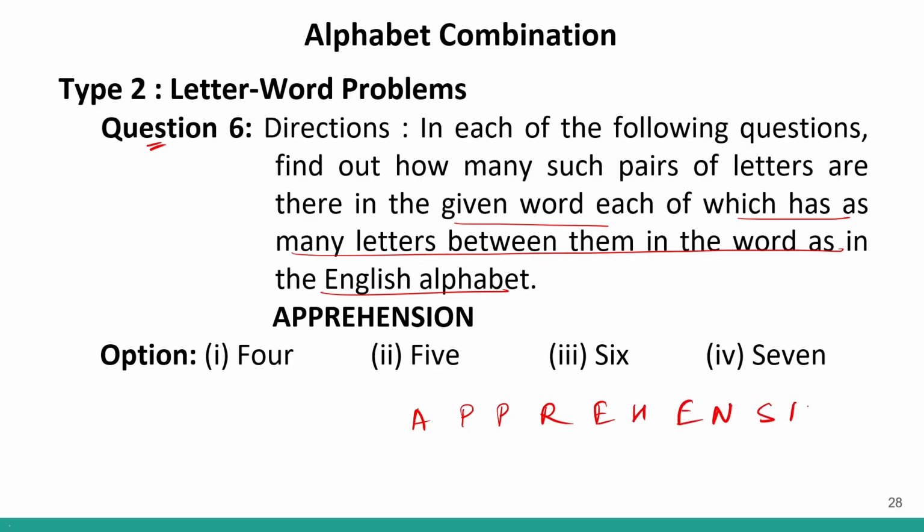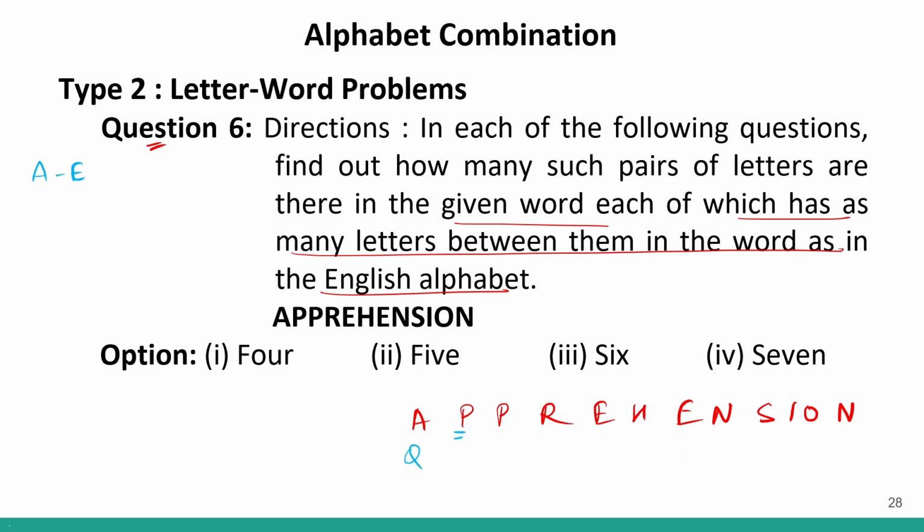Okay. So starting from A, we will have B, C, D, E, F, G, H, I, J, K, L. So I can see one common, which is E. So first pair would be A, E. Right? Moving on to P.